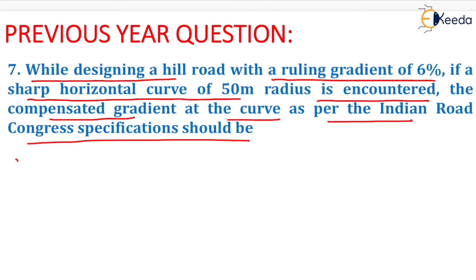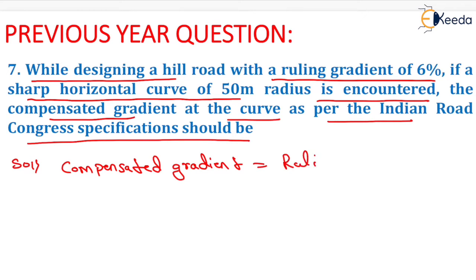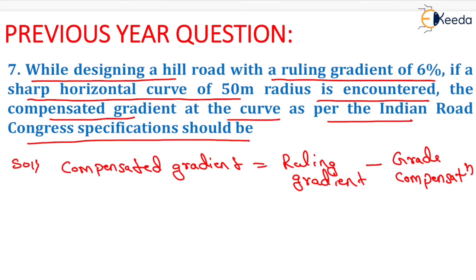Now we know that compensated gradient will be equal to ruling gradient minus grade compensation. Now the ruling gradient is given in the question, that is 6%. Now we have to find the grade compensation.